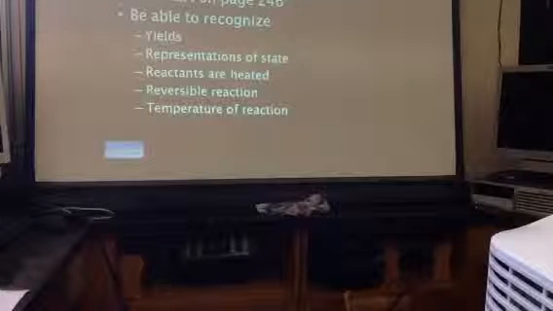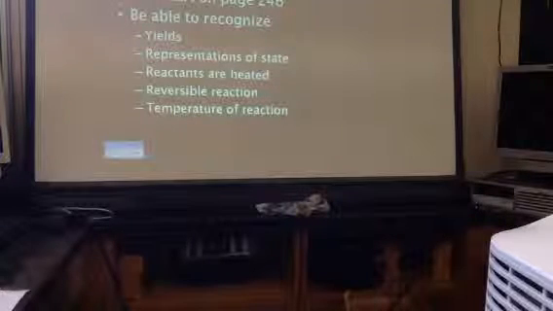You're not responsible for the up and down arrow. Those indicate a precipitate forming, and a precipitate, something coming off as a gas. You're not going to be responsible for those. We're just going to use the state signs. You're responsible for the reactants being heated, the little triangle over the arrow, or the word heat. And you are not responsible for those last four.